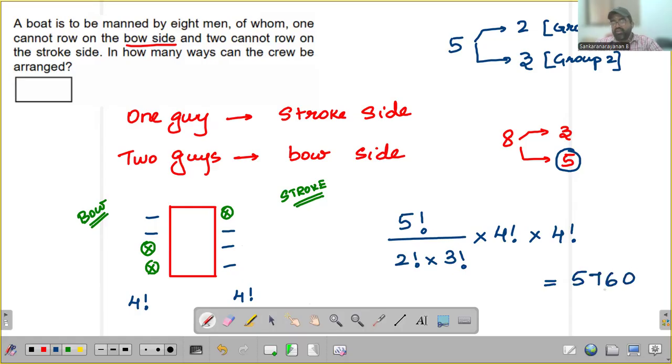You can see this will give you the final count here as 5,760. You finish the calculation, you can say this will come as 5760. So that many number of ways the crew can be arranged.